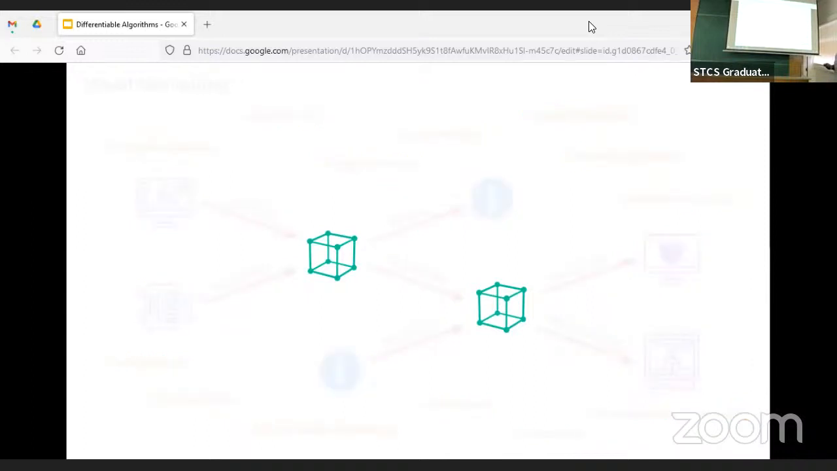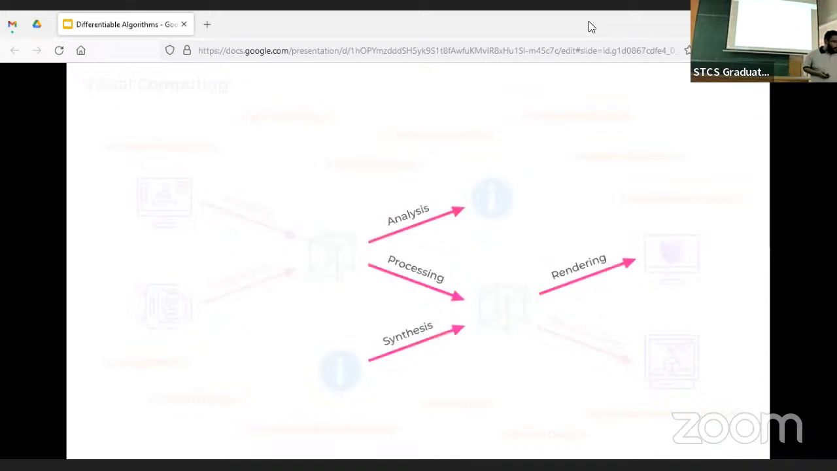So there are two important aspects of visual computing. One is how do we represent these shapes efficiently? And the next is how do we do processing, analysis, synthesis, or rendering of these shapes efficiently? How do we design efficient algorithms for this?